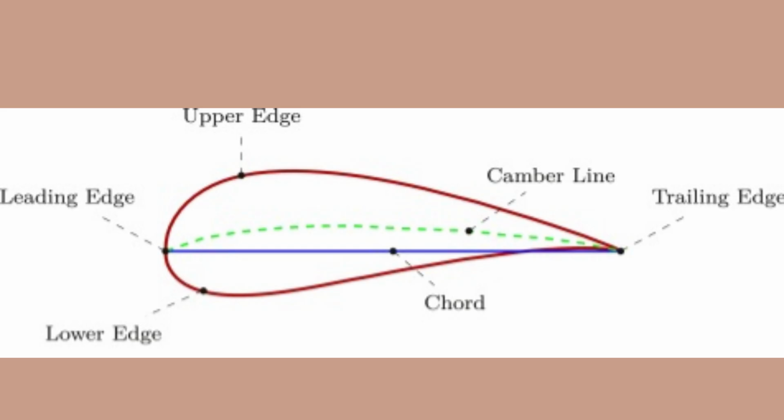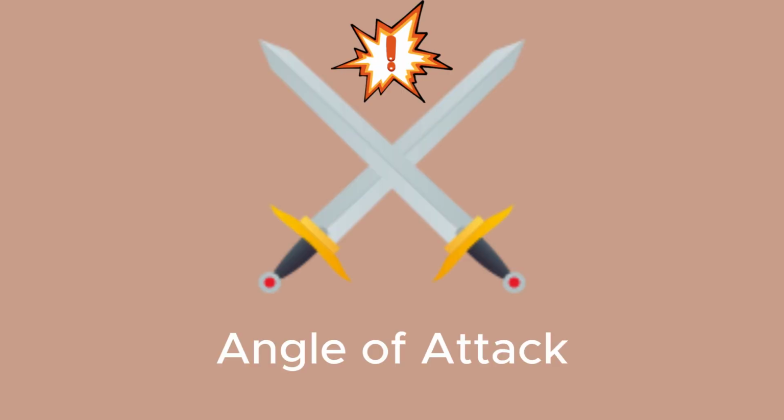Camber is a measure of the curvature of the airfoil. It's also represented by a line connected by the leading and trailing edges. And we have one more term. The angle of attack is the angle made between the chord line of the airfoil and oncoming airflow.